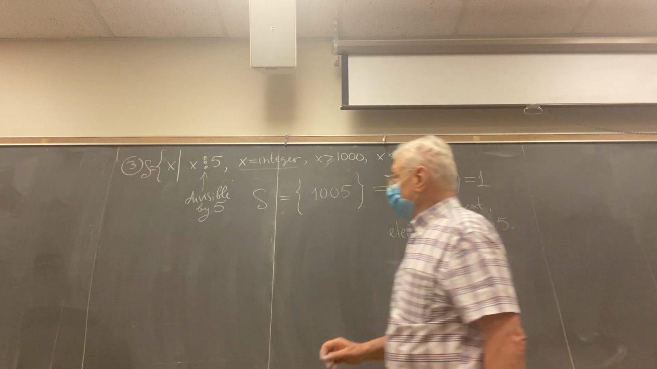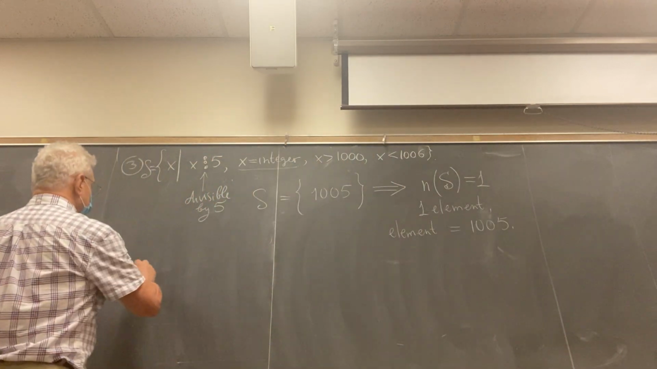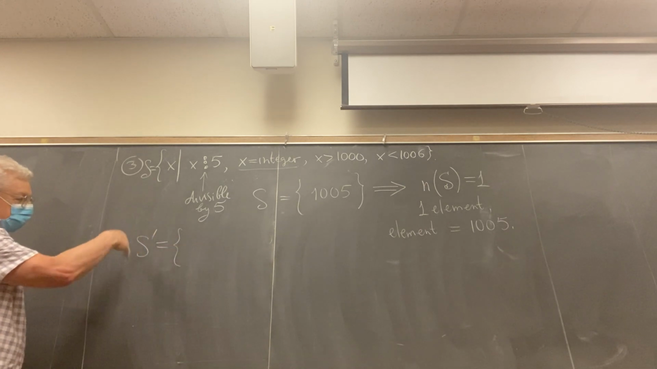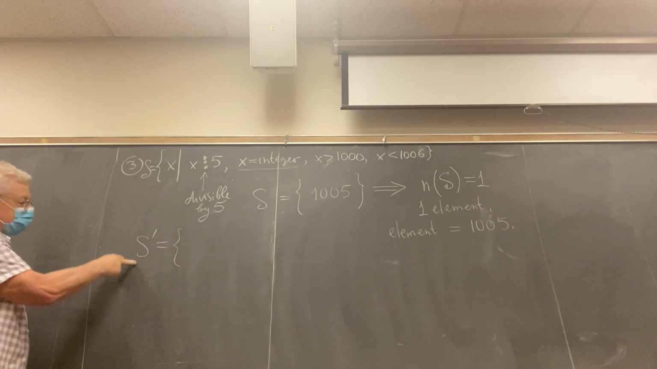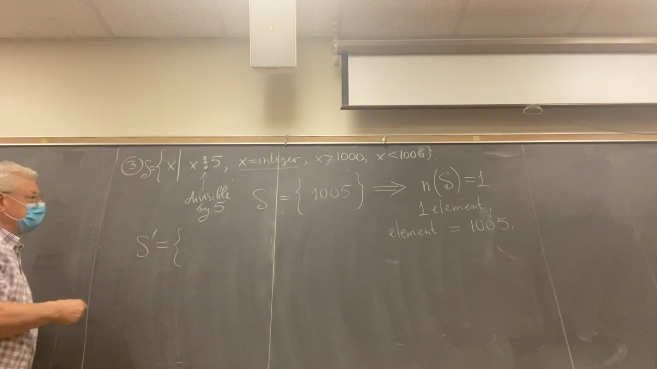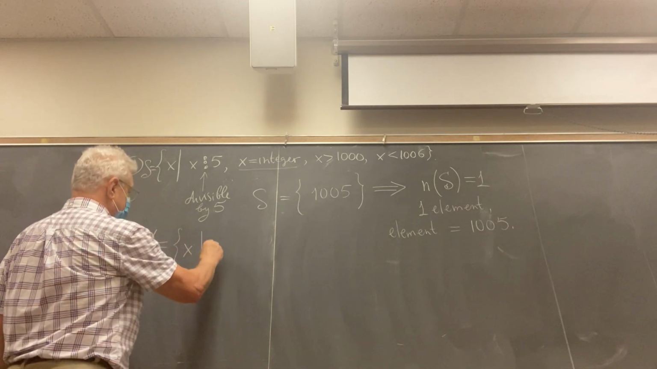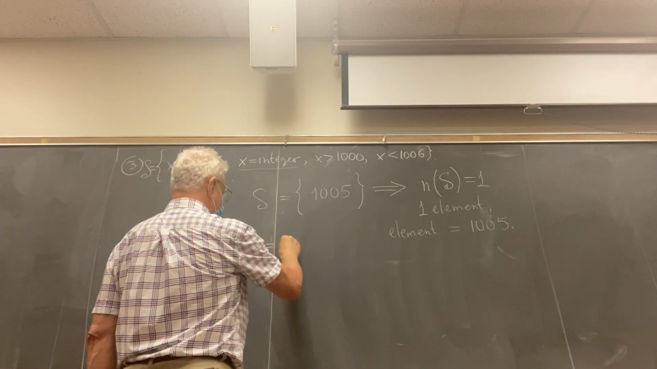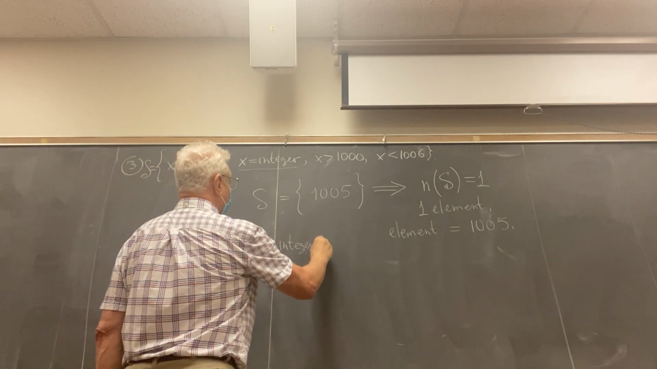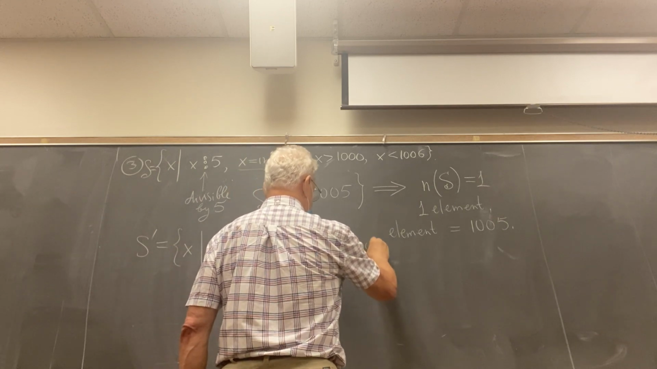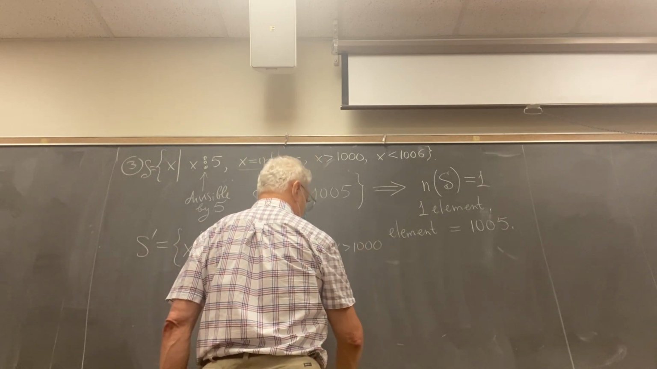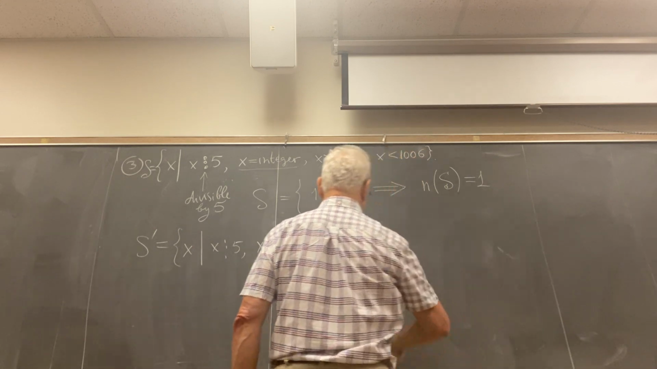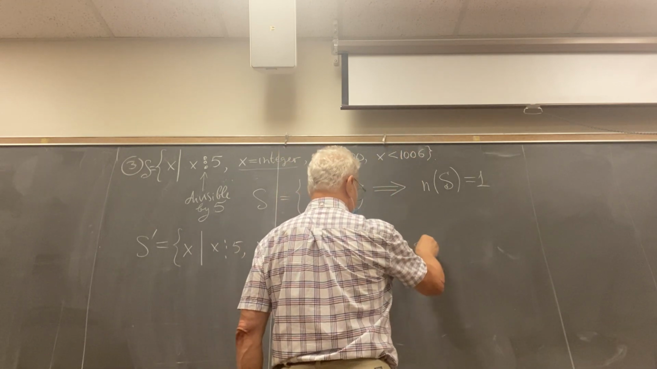Okay, but now my initial problem was the following. Let me just write S prime. S prime is just the same letter, but to distinguish S prime from S, I write prime. Okay, I write the same thing. X is divisible by 5. X is an integer. X greater than 1000. But this time, okay, let me erase that one. Let me write x less than 1005.